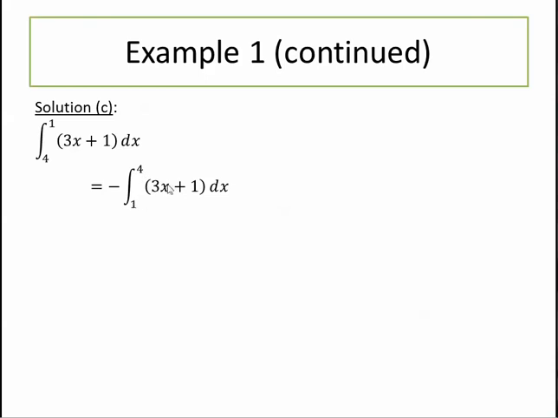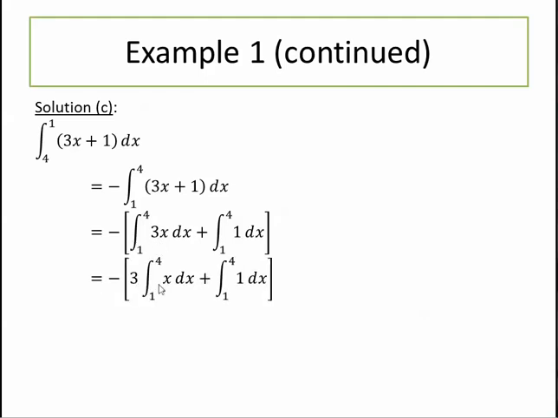And now I have the function 3x being added to the function 1, so I can split that up into two integrals. So that becomes minus, and make sure you put your parentheses here, the integral from 1 to 4 of 3x plus the integral from 1 to 4 of the function 1 dx. Now to figure out this integral right here, it is a constant 3 times the function x. So we have a property that says we can pull the constant outside of the integral.